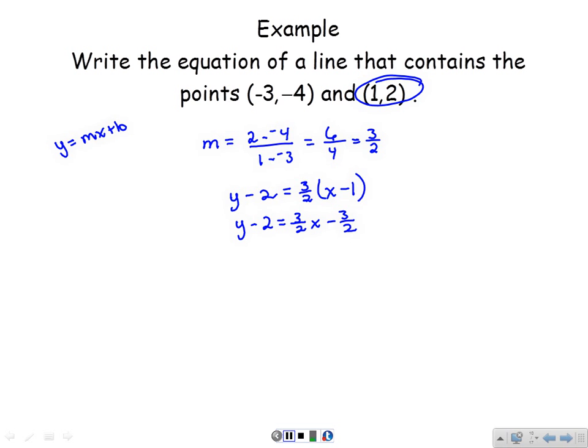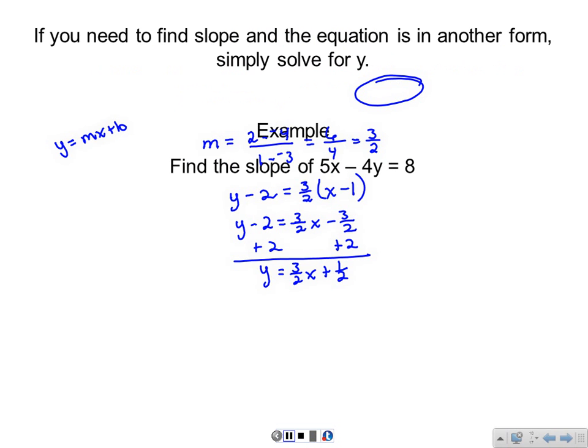And then all I need to do here is get y by itself, so I'm just going to add 2 to both sides. And so we'll have y is equal to 3 halves x, which is going to be my slope, and then this negative 3 halves plus 2. We can put that in our calculator, and we're going to get a positive 1/2. And that is slope-intercept form. Now, slope-intercept form doesn't say anything about not having fractions, so you can have fractions in slope-intercept form. It's just standard form that you cannot.